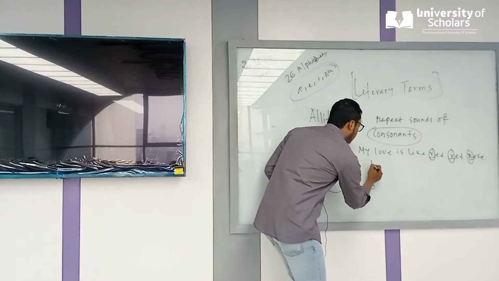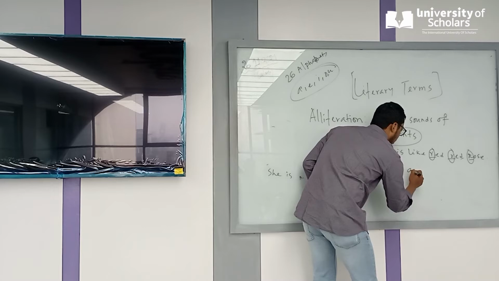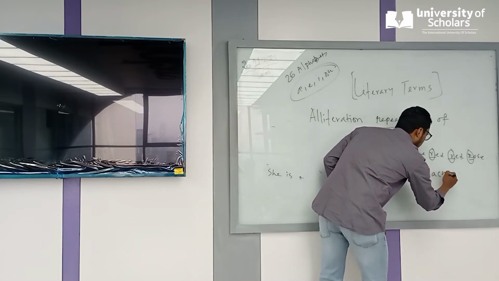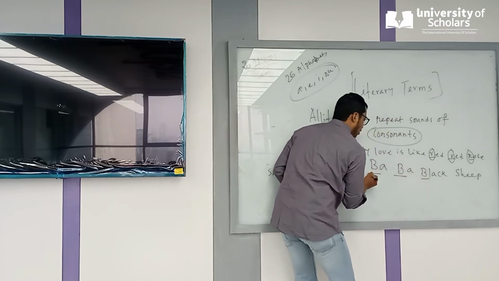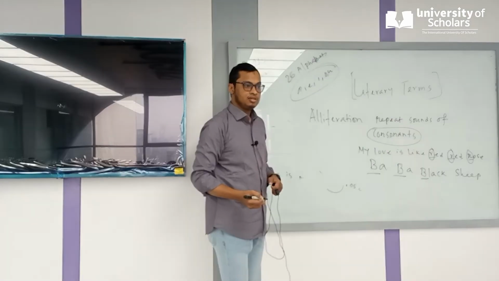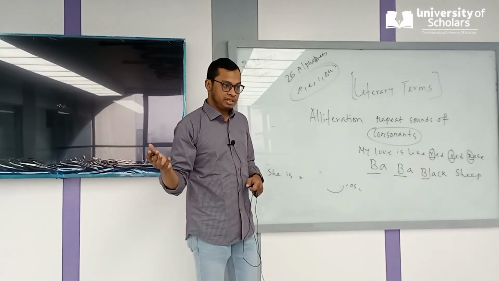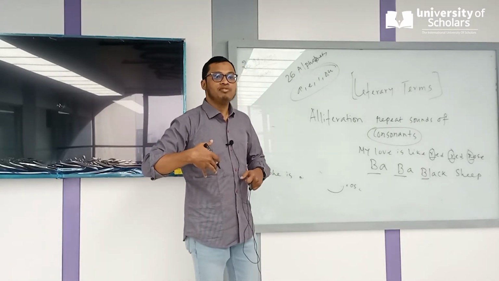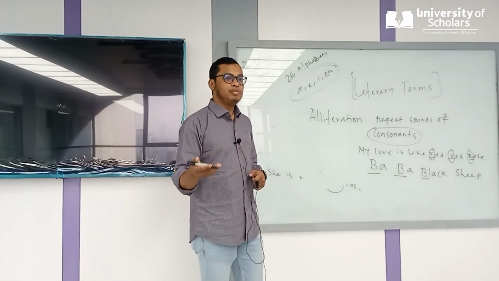যেমন আমি যদি বলি ব্ল্যাক শিপ। এখানে কি আসছে? বি। হাজারবার আসতে পারে, আই ডোন্ট মাইন্ড। It may come for 1000 times, but it will be repeated. Okay, that's the sound. Ba, black sheep.